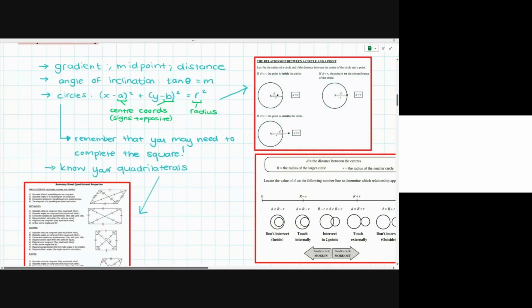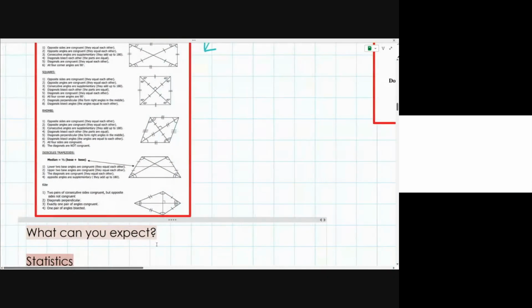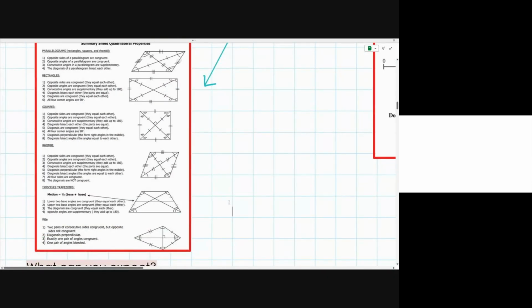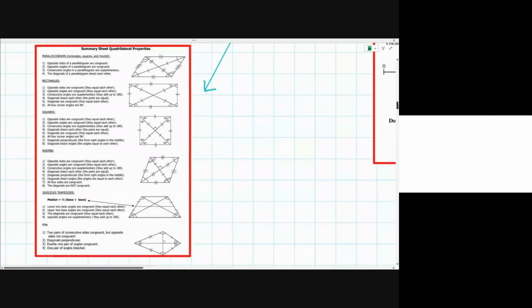Okay. And then your quads, again, you've been doing this since grade 10, not even grade 10, grade 8. So we should know our quad properties, but I do accept that sometimes this is something that is neglected. So these are your quad properties. You need to know them, particularly the first 4. That's parallelograms, rectangles, squares, rhombi. Kites, kind of, but particularly those first 4 you need to know.